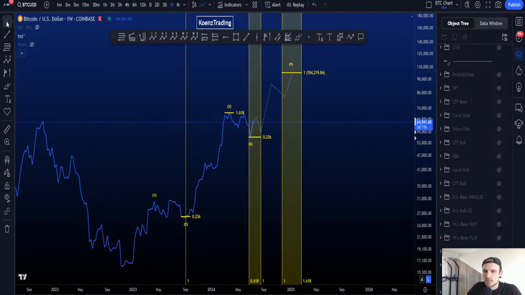I don't really do too long-term predictions. Of course we have the weekly and we know the probabilities on the weekly, but I don't try to have an exact target for the top. It's a big range, 104 to 180 at the moment based on the current information.